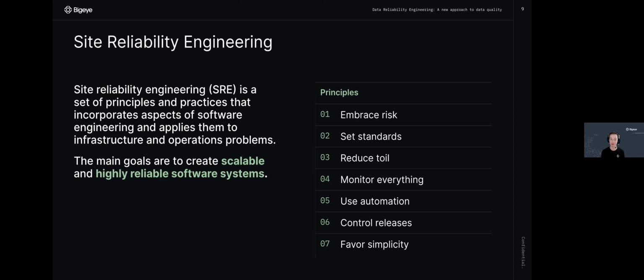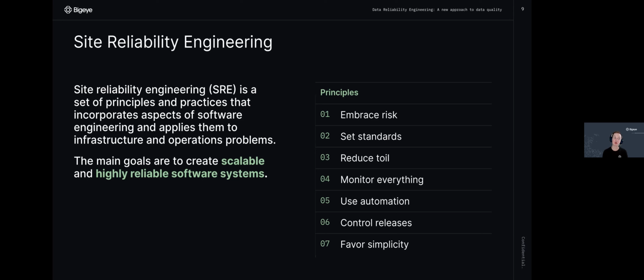Number 4 is monitor everything. So you want to make sure that everything is under observation at all points in time. Because the system is so tightly coupled, if one thing breaks, that could have massive downstream effects on a million other systems. Number 5, use automation. This is very closely related to reducing toil. The best way to reduce the amount of repetitive, redundant work that you have to do is by automating a lot of the common processes. This includes things like detection, but also includes things like resolution.